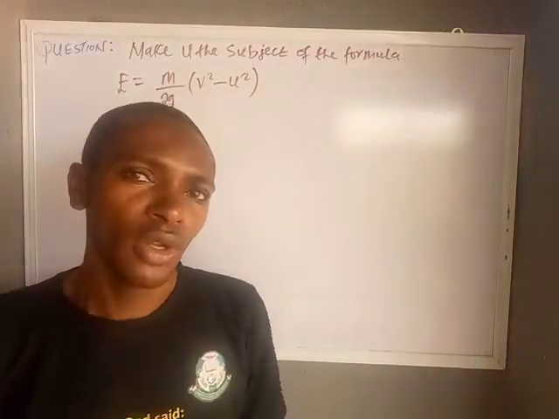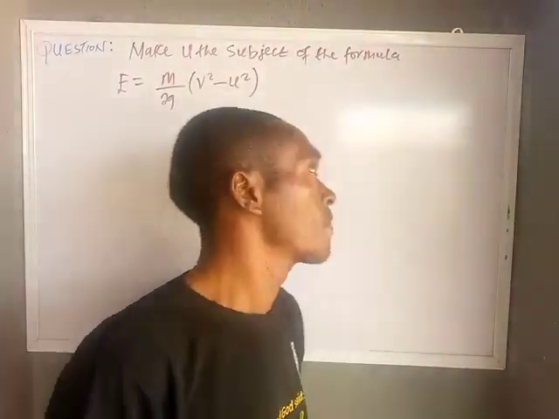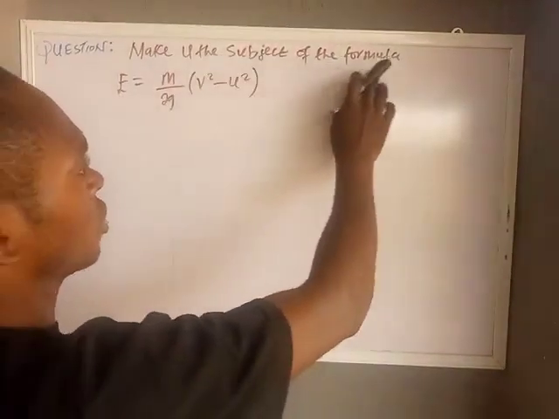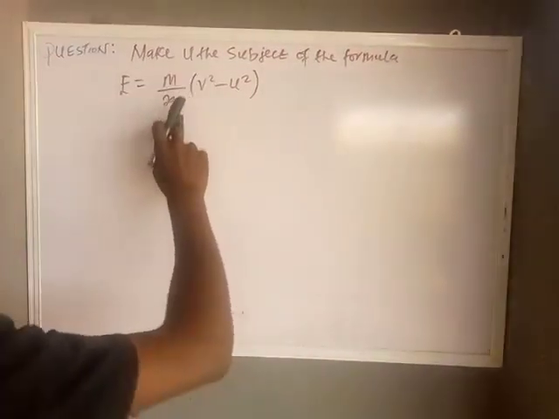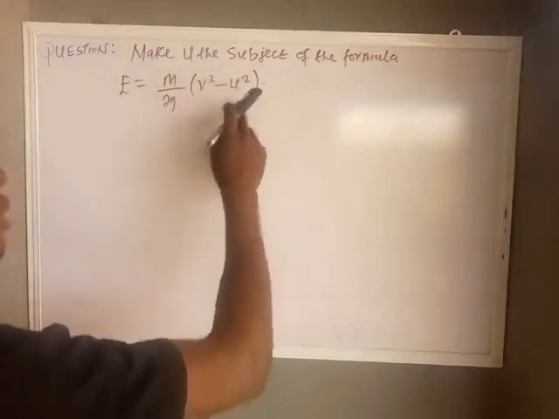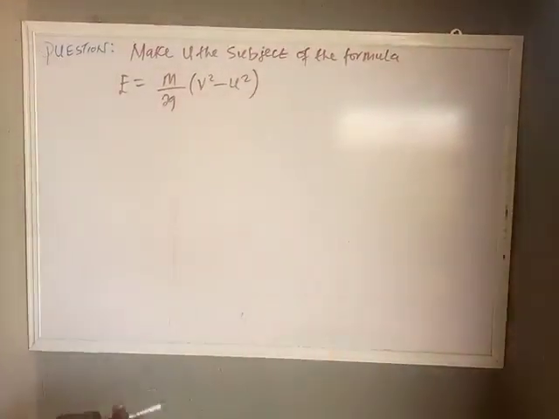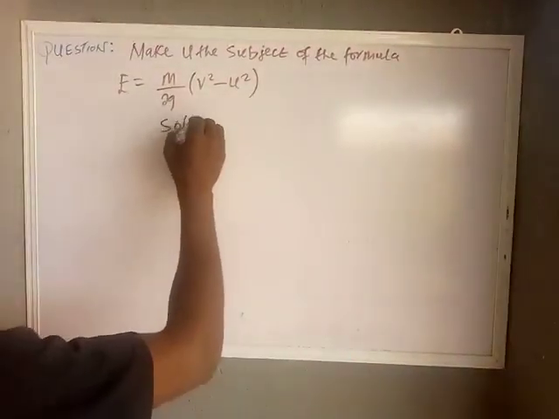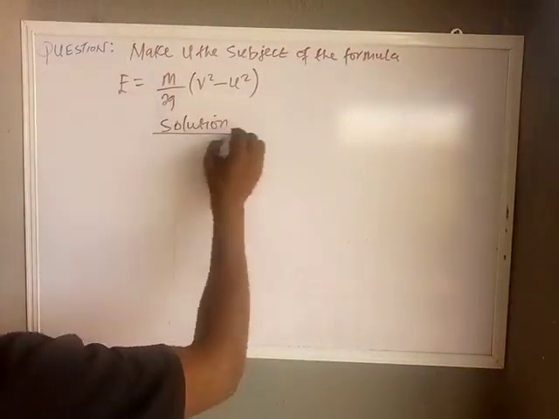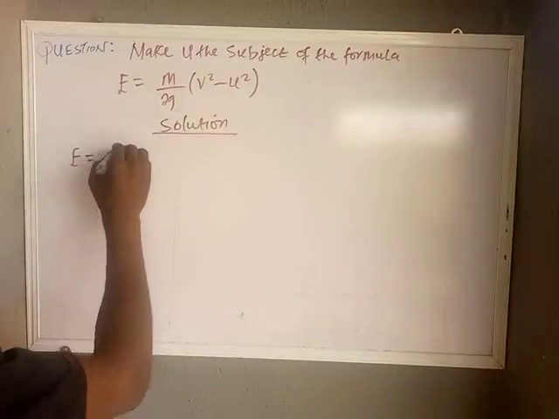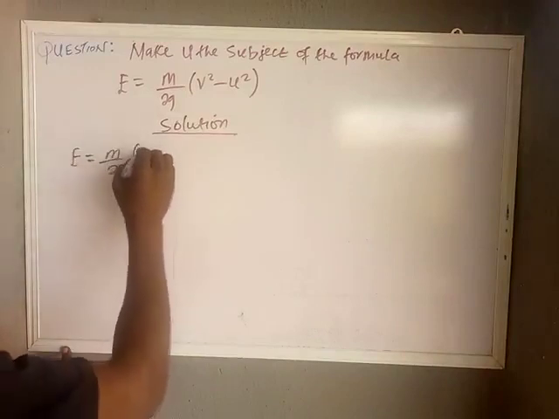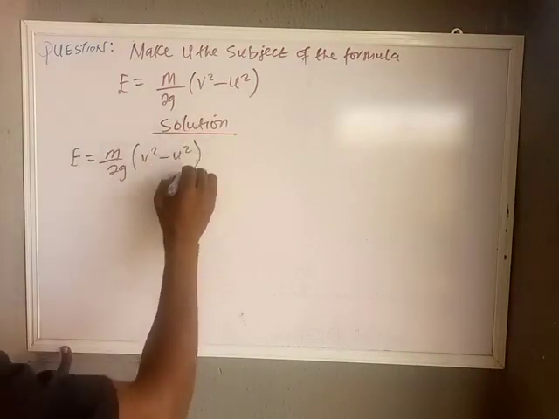Let's look at this question on subject of formula. We have to make u the subject of the formula. So we have E equals m over 2g, open bracket, v squared minus u squared, close bracket. Now, solution. The question is E equals m over 2g, open bracket, v squared minus u squared.